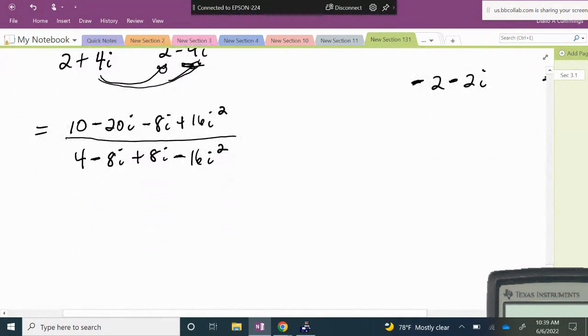All right, so now we're going to simplify. So in the numerator, I'm going to bring down 10. Negative 20i minus 8i is negative 28i. Remember that i squared is negative 1, so 16 times negative 1 is minus 16.